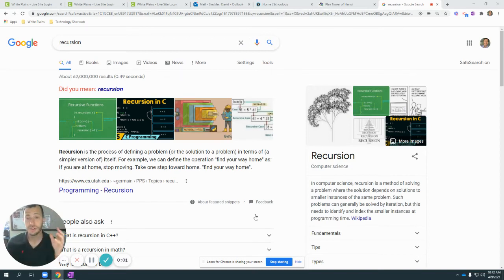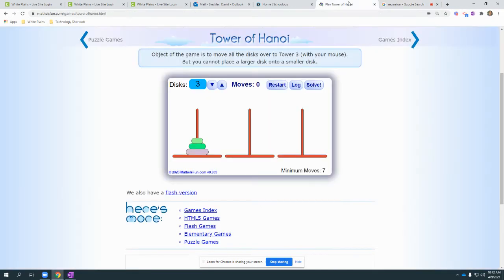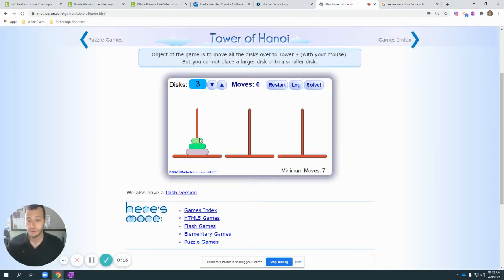So recursion is a problem-solving method in computer science where the solution depends on previous solutions, redoing those solutions over there. So in the Tower of Hanoi over here, the three-disk tower is a recursion of the two-disk. So if I were to try and pretend this one didn't exist, and I wanted to solve the two-disk, the green on the middle over here, it would take me three moves. One, two, and then three.